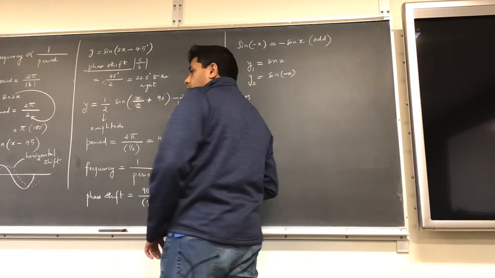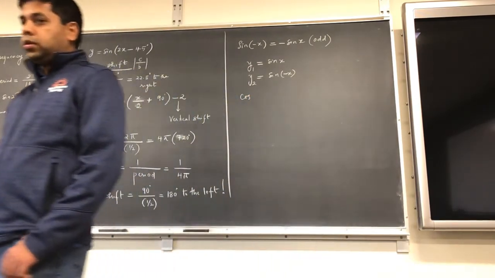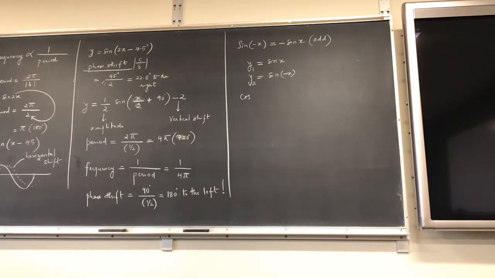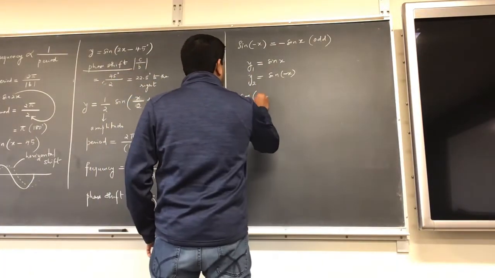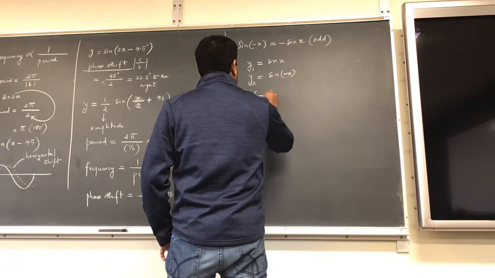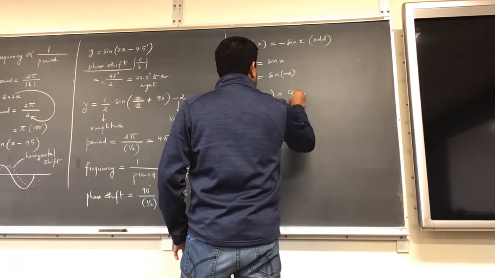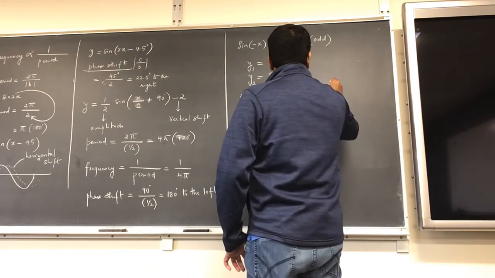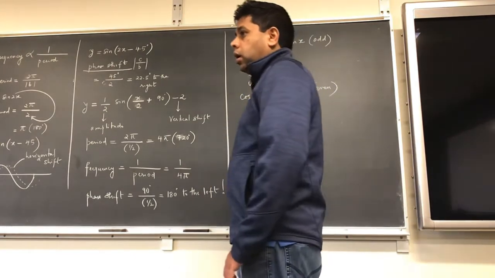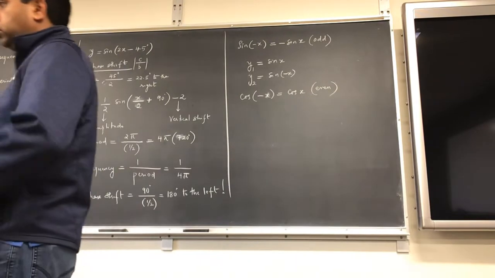Do cos 35, please. Then do cos minus 35. What's that? So cos minus x is equal to cos x. Am I right? So it's an even function.